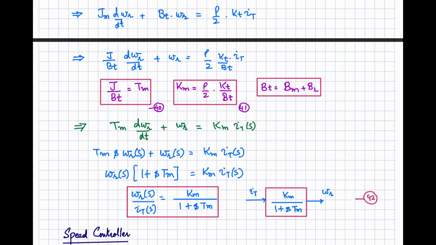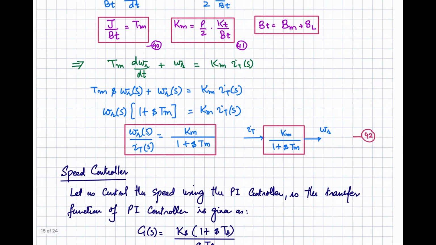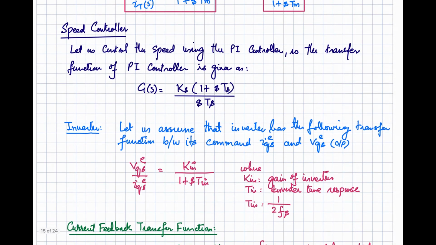And then you can trace back what this Kt and the Bt are from the equations that we have set up over here. So we are going to represent the relationship between the speed and the torque component of the current with the help of this transfer function. Now we are going to assume that we control the speed using the PI controller. So the transfer function of the PI controller is given by this equation, with a 1, a 0, and a pole at the origin, you can say.